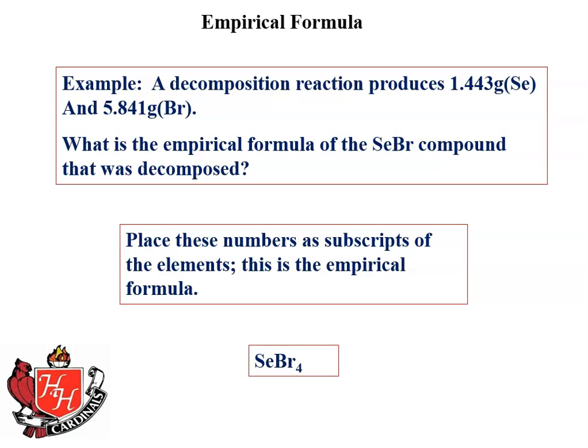Again, this is an ionic bond. The cation, the metal, goes in front, and the nonmetal bromine goes second. So selenium bromide is what this would be. Let's do another.